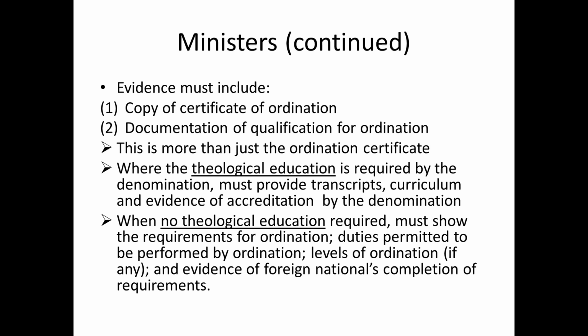Where there's no theological education required, then you really have to show two things. Number one, you have to show that there are requirements for ordination. There have to be requirements. You can't just say that this person is ordained, we don't have any requirements. You have to establish what the denomination's, the religious organization's, requirements for ordination are. And then you have to prove that the foreign national has completed all the denomination's requirements. So where there's no theological education required, it's a two-step process. Number one, you have to show the requirements. Number two, you have to show that the foreign national has met those requirements.